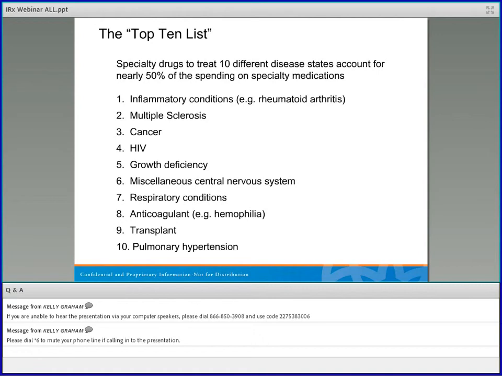So if this is a drug that costs $100,000 a year and they get the patient into remission, but now they put them on it for maintenance, that they're taking it every day or every month, every week to keep them on maintenance, that becomes a pretty significant expense that you as the employer are going to incur on an ongoing basis. HIV has always been a big issue. Growth deficiencies, if you get growth hormones, CNS stuff, number 8, anticoagulants.